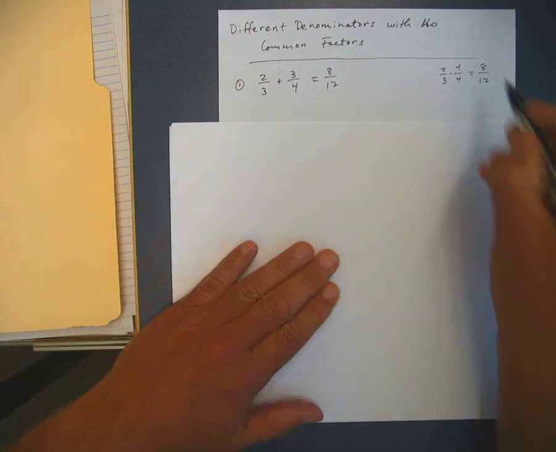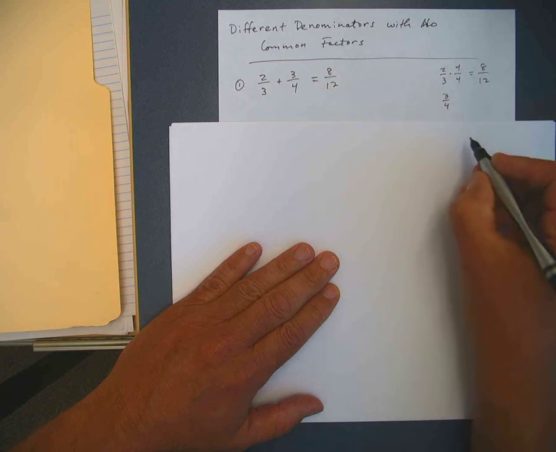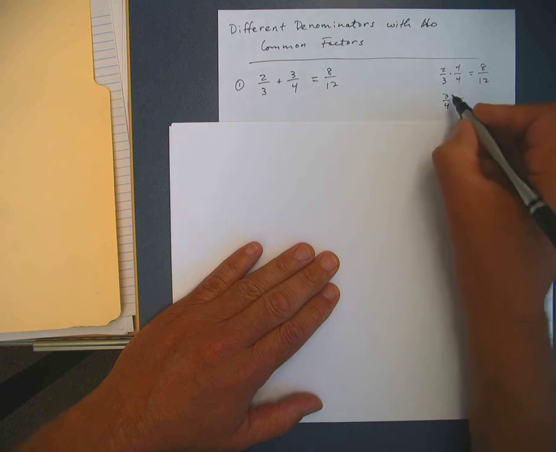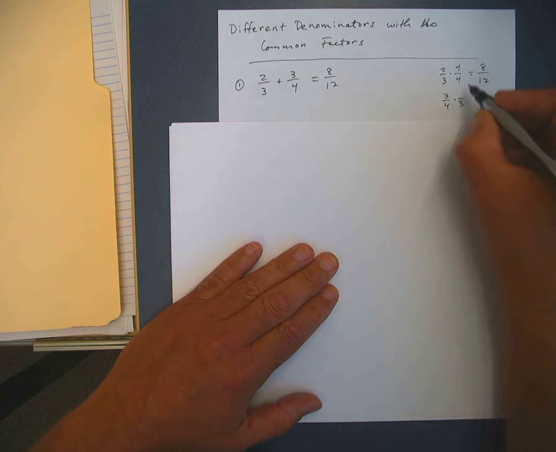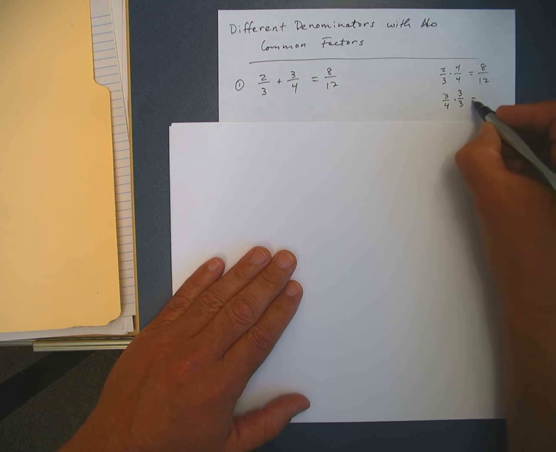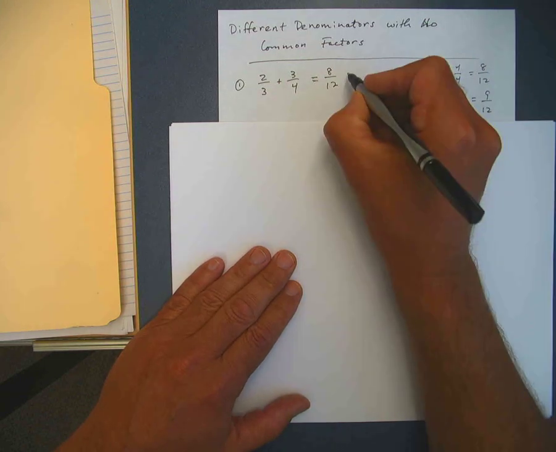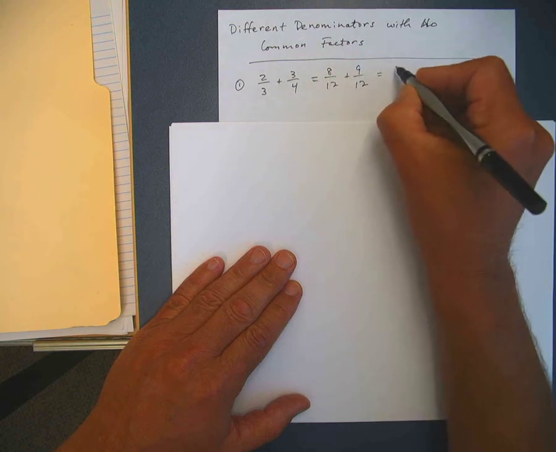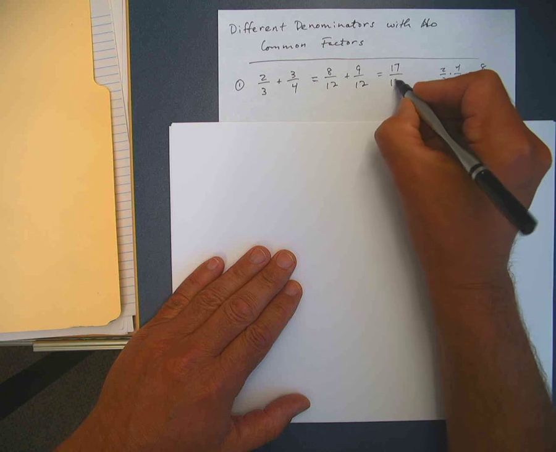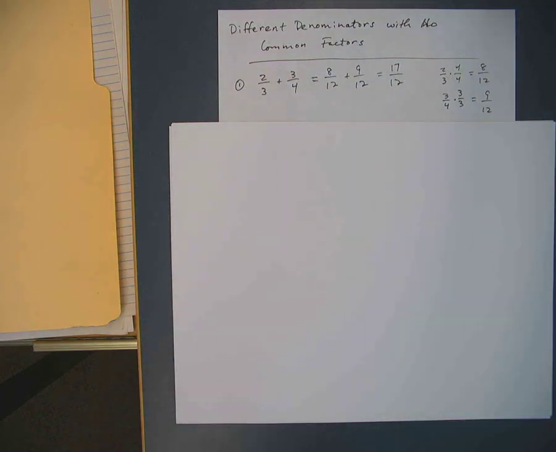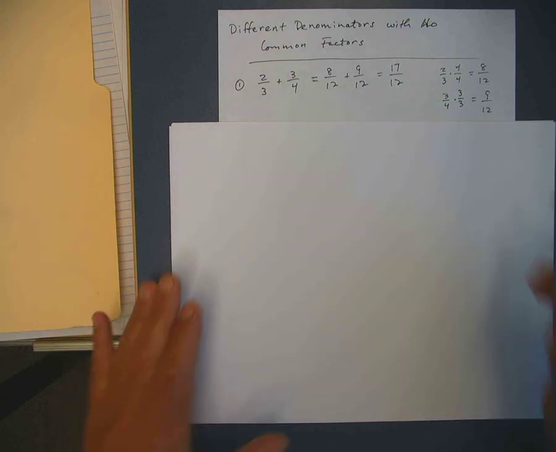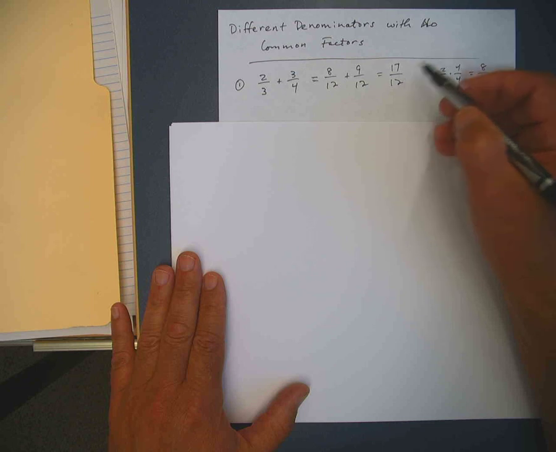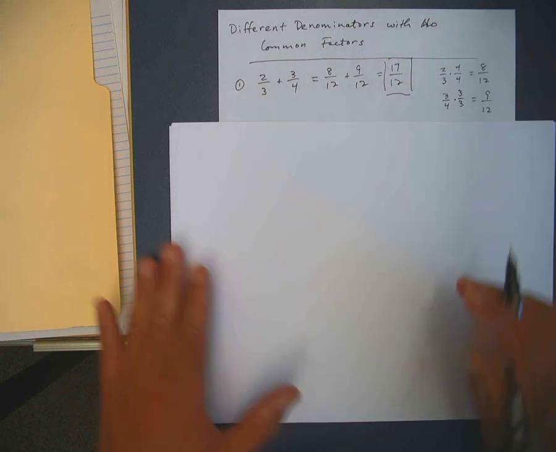And then take your 3/4, and I'll do a similar thing. In order to get 12 in the denominator, I'm going to have to multiply by 3. But in order to keep the value of the fraction the same, I have to multiply the numerator by 3. And so I'll end up with 9/12. Then we add. 8 plus 9 is 17. And the denominator stays the same as 12. So that would be the addition of those two fractions. Here, there are no common factors between the numerator and denominator, so that would be the simplest form.